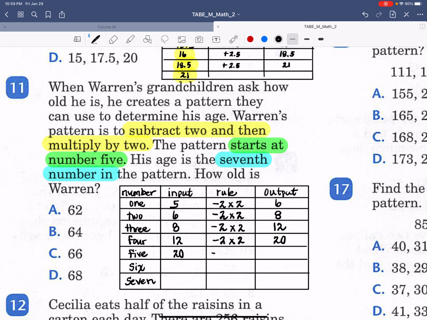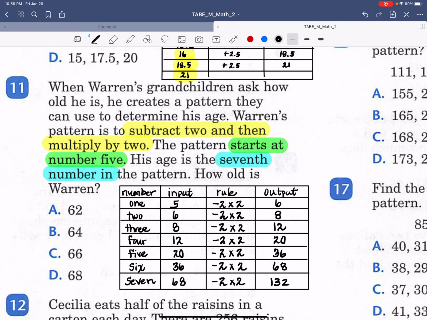So we're getting there, but we're not there yet. So we have 20, take away 2, that's 18. And then 18 times 2 is 36. 36 take away 2 is 34. And 34 times 2 is 68. 68 minus 2 is 66. Times 2 is 132. Now we know that's too far. Warren can't be 132 years old.